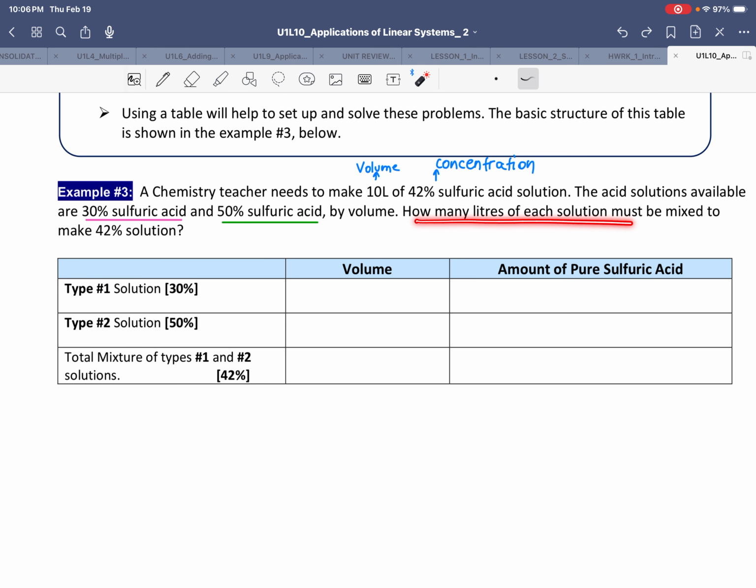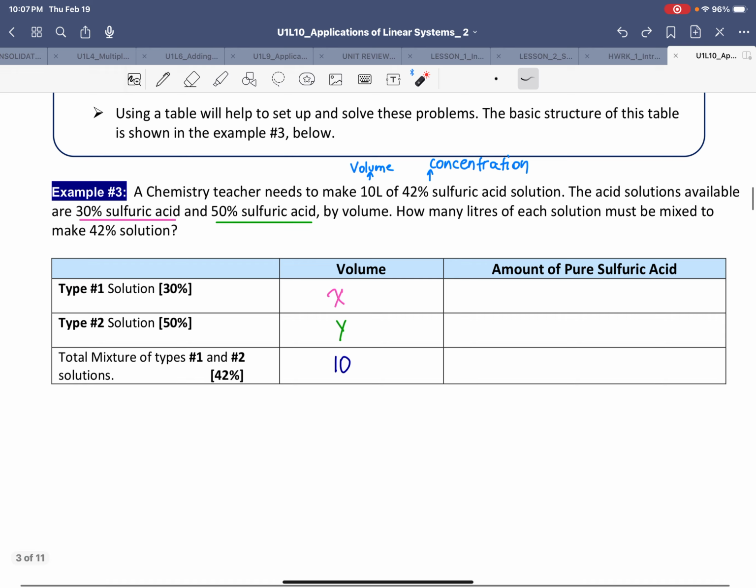How many liters of each solution must be mixed to make the 42% solution? Focus on the question asked. We're asked to find the liters of each solution, so that means the volume of each solution that must be mixed to make the 42%. By each solution, we mean the 30% and the 50% solution. So let X be the volume of the 30% solution and Y be the volume of the 50% solution. We know that we're making 10 liters, so the total mixture would be 10 liters.